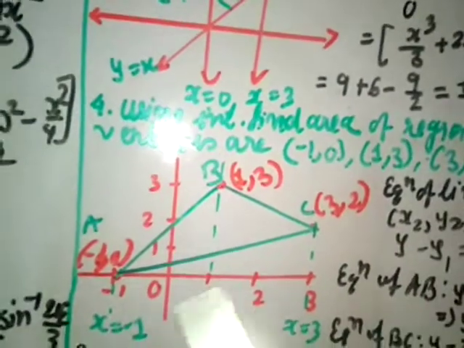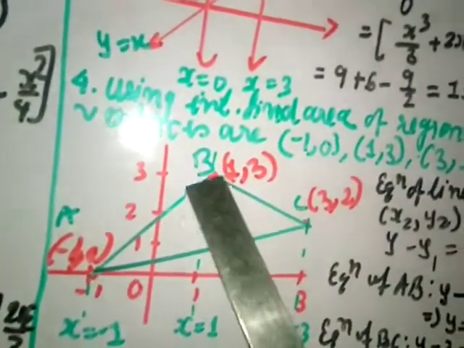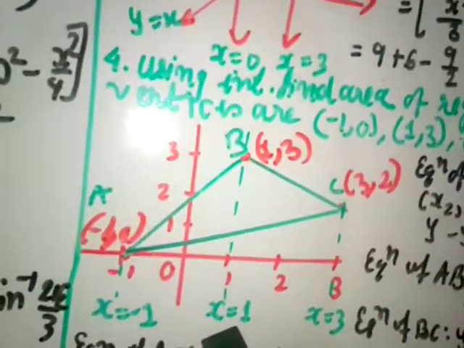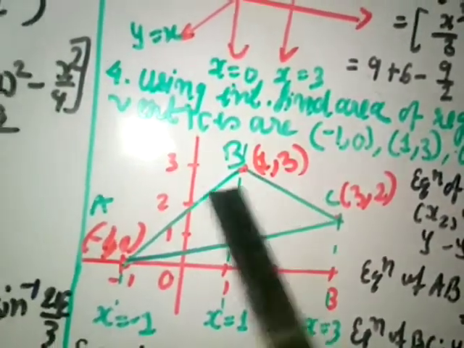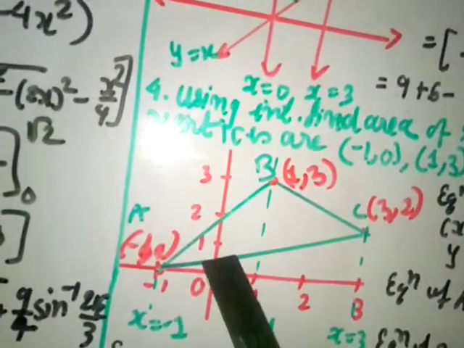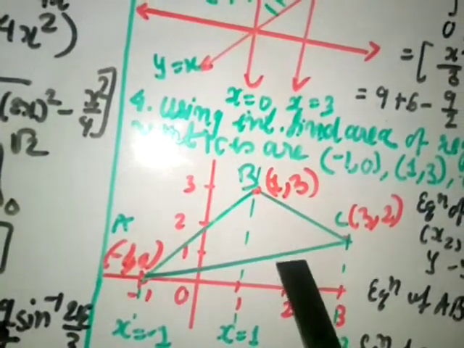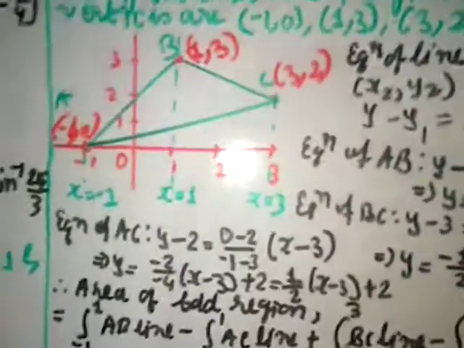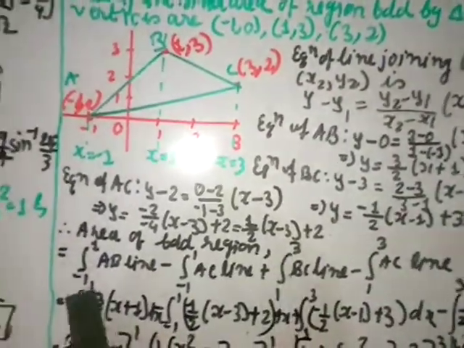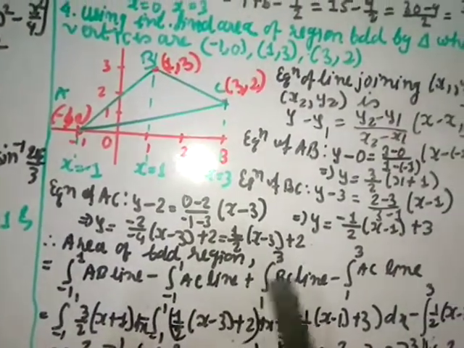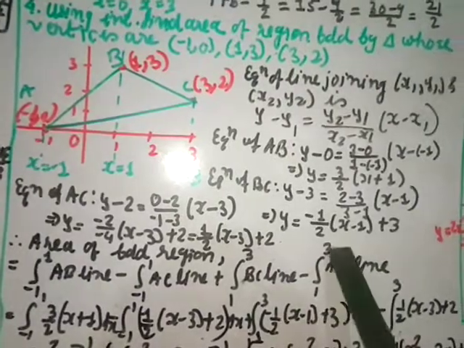Now here, how will you find the area? I will divide it into two integrals: one is the area of this plus the area of this, so these two areas. For this I'll take the limit x equal to minus 1 to 1, and for this 1 to 3. The x coordinates I am taking are minus 1, here 1, here 3. This area is this line minus this line, and this area is this line minus this line. So AB minus AC, and here BC minus AC. Area of the bounded region is the integral from minus 1 to 1 of the AB line minus the integral from minus 1 to 1 of the AC line, plus the integral from 1 to 3 of the BC line minus the integral from 1 to 3 of the AC line.